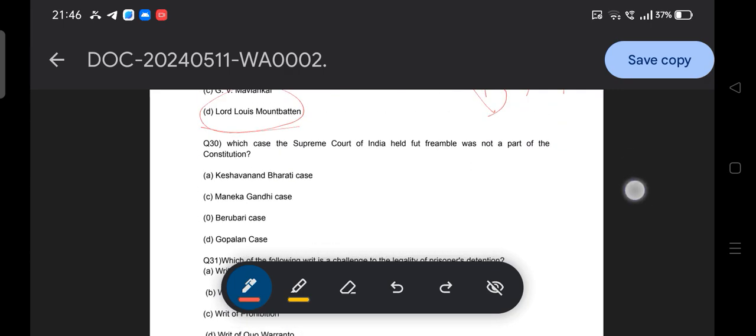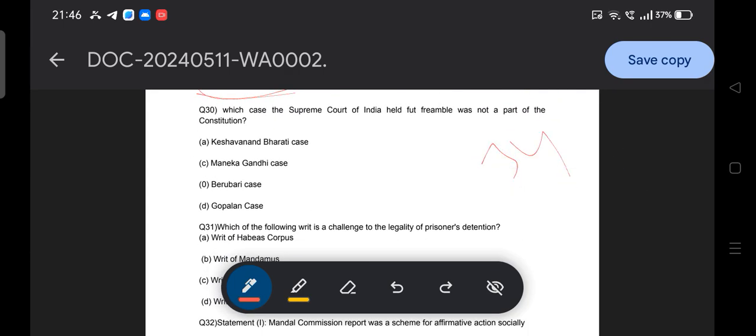And moving to the next question, number 34. In which case did the Supreme Court of India hold the preamble was not part of the constitution? Option A Keshavananda Bharati case, option B, option C the Berubari case, option D Gopalan case. So the Supreme Court of India says the preamble is not part of the constitution. It is basically answer B. Okay, sorry, C, the Berubari Union case.